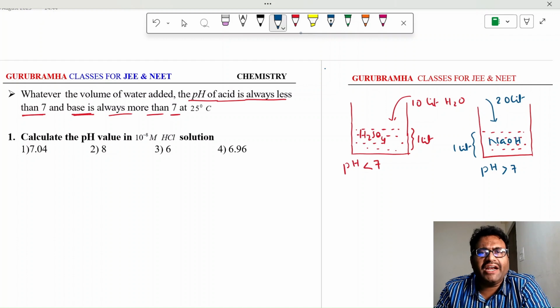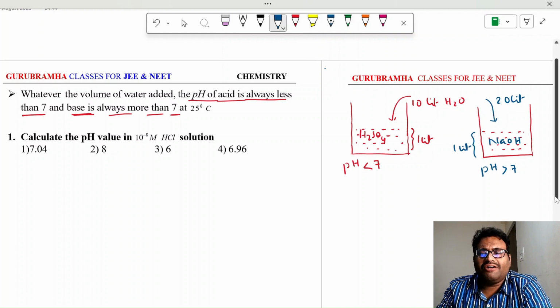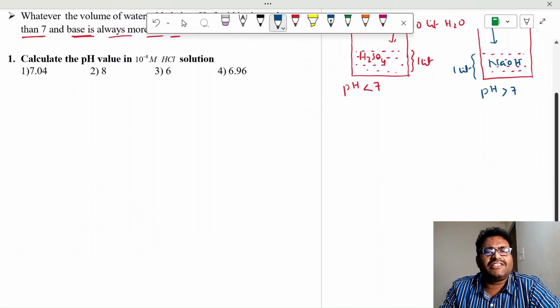To an acidic solution, though you add a huge volume of water, its pH will always be less than 7. For a basic solution, whatever the dilution you make, its pH will always be greater than 7. This you need to remember. To show that, we are solving two problems, let us see here.